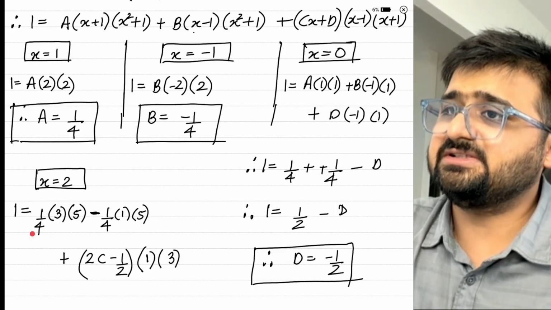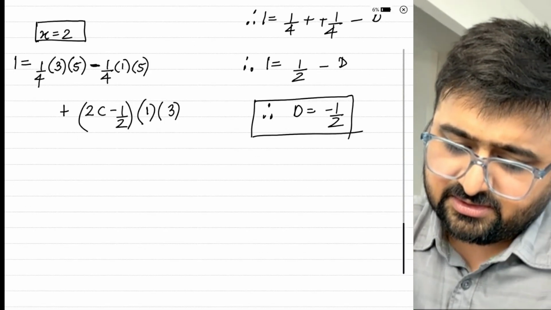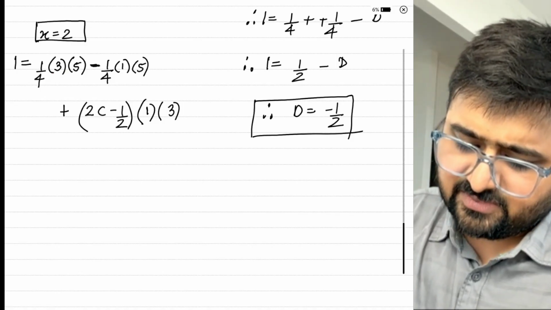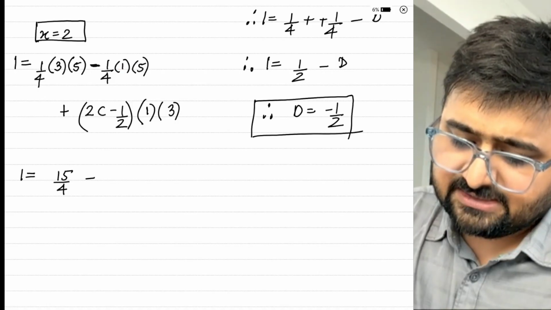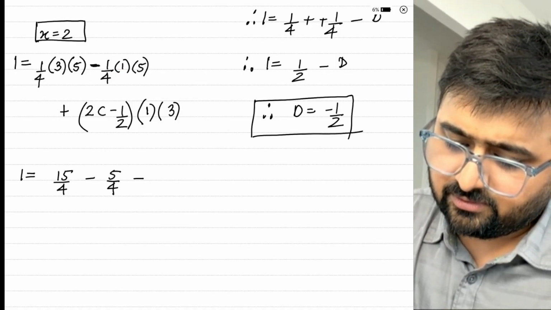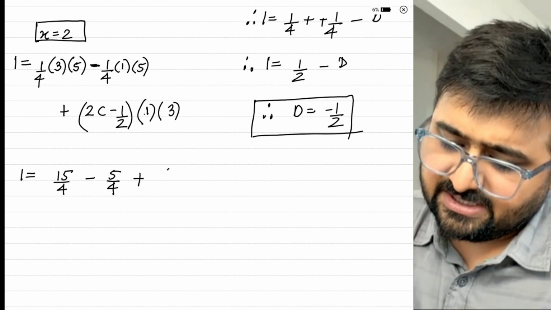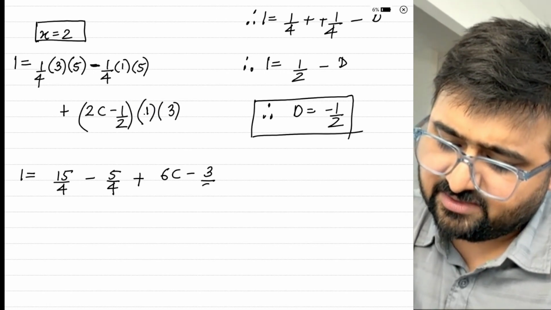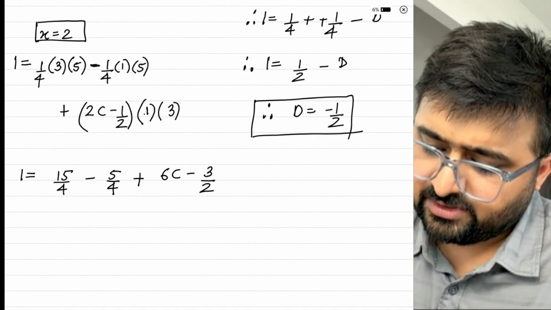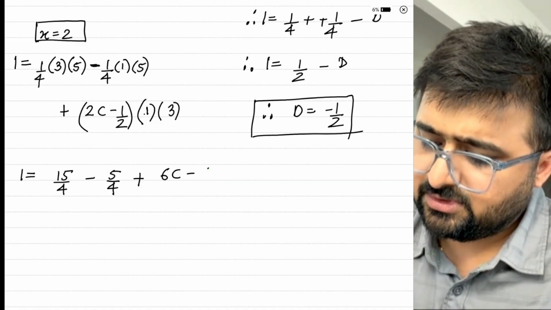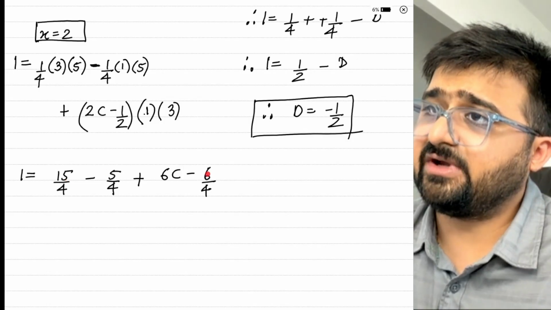Basically, now you have to just solve this equation to find the value of c. Let's see how quickly we can solve that. So this is 15 divided by 4. So 1 is equal to 15 divided by 4 minus 5 divided by 4 plus this 3 times 1 is 3. Just multiply that 3 inside. So we have 6c minus 3 by 2. Since the denominators here are 4, let's just write that 3 by 2 as 6 by 4. So you can simplify that together.